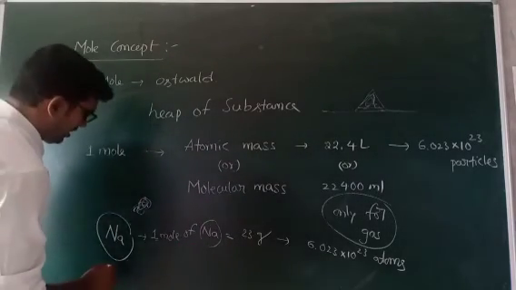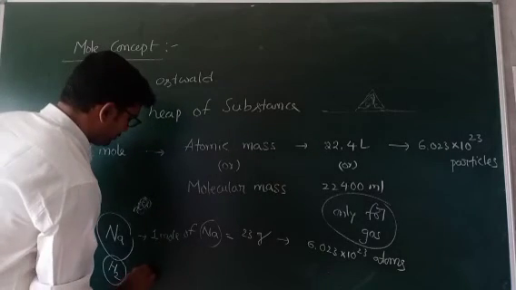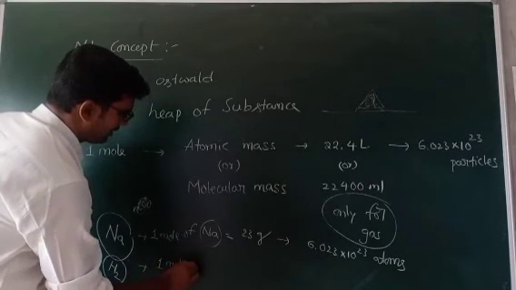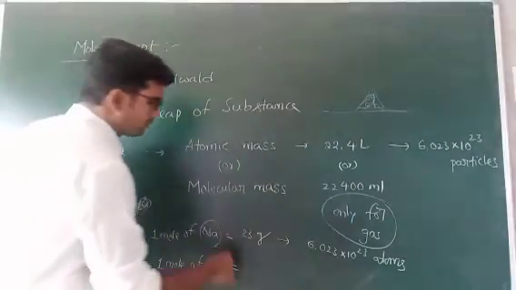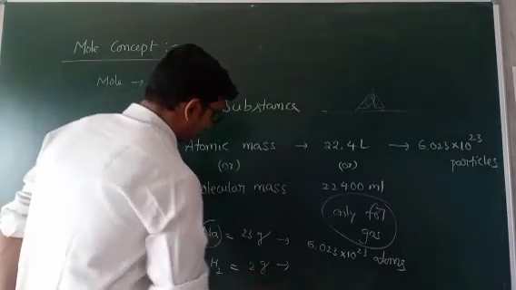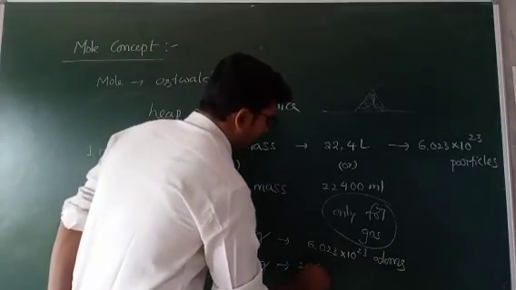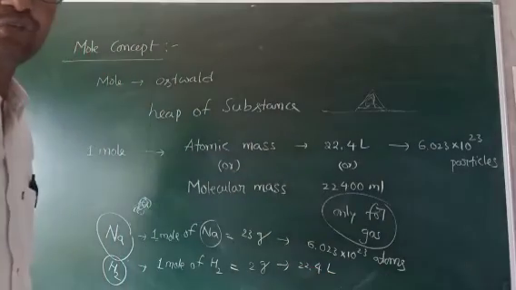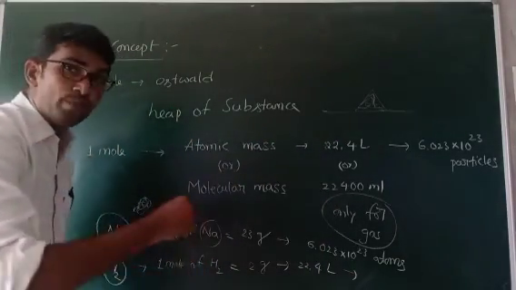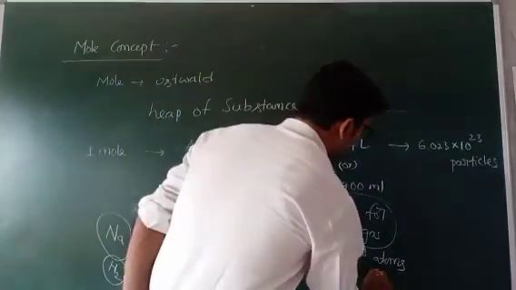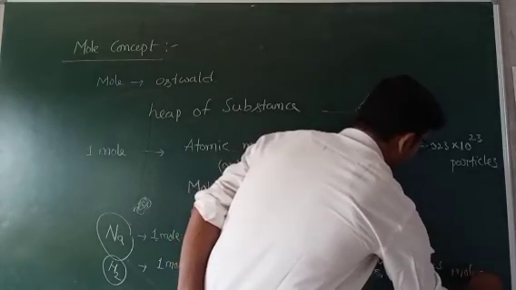Now next one. For example, hydrogen gas is given to you. 1 mole of hydrogen gas means how much weight? Hydrogen is a molecule, so its molecular weight, 2 into 1, 2 grams. And 1 mole of H2 gas occupies how much volume? 22.4 liters volume. And 1 mole of H2 contains how many molecules? Very simple. 6.023 into 10 to the power of 23 molecules.